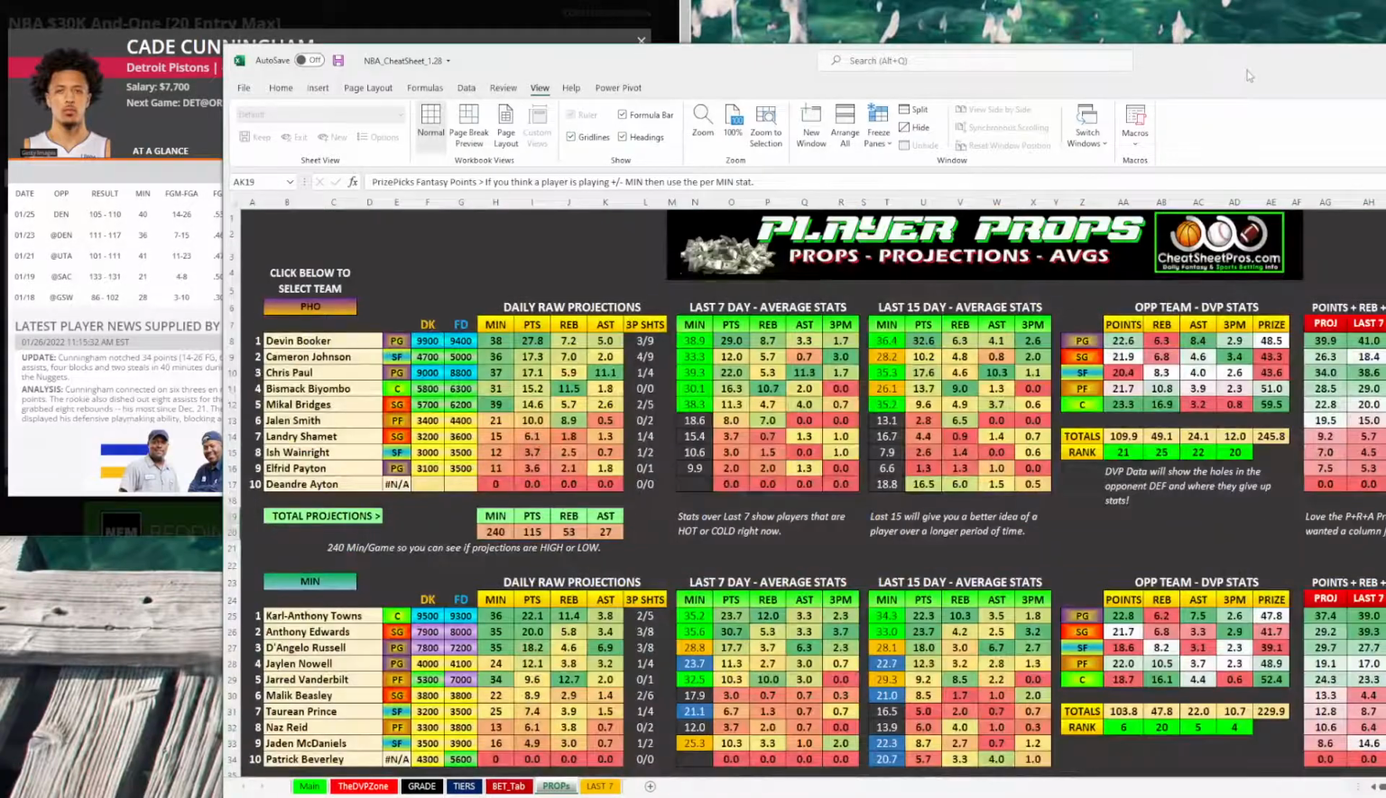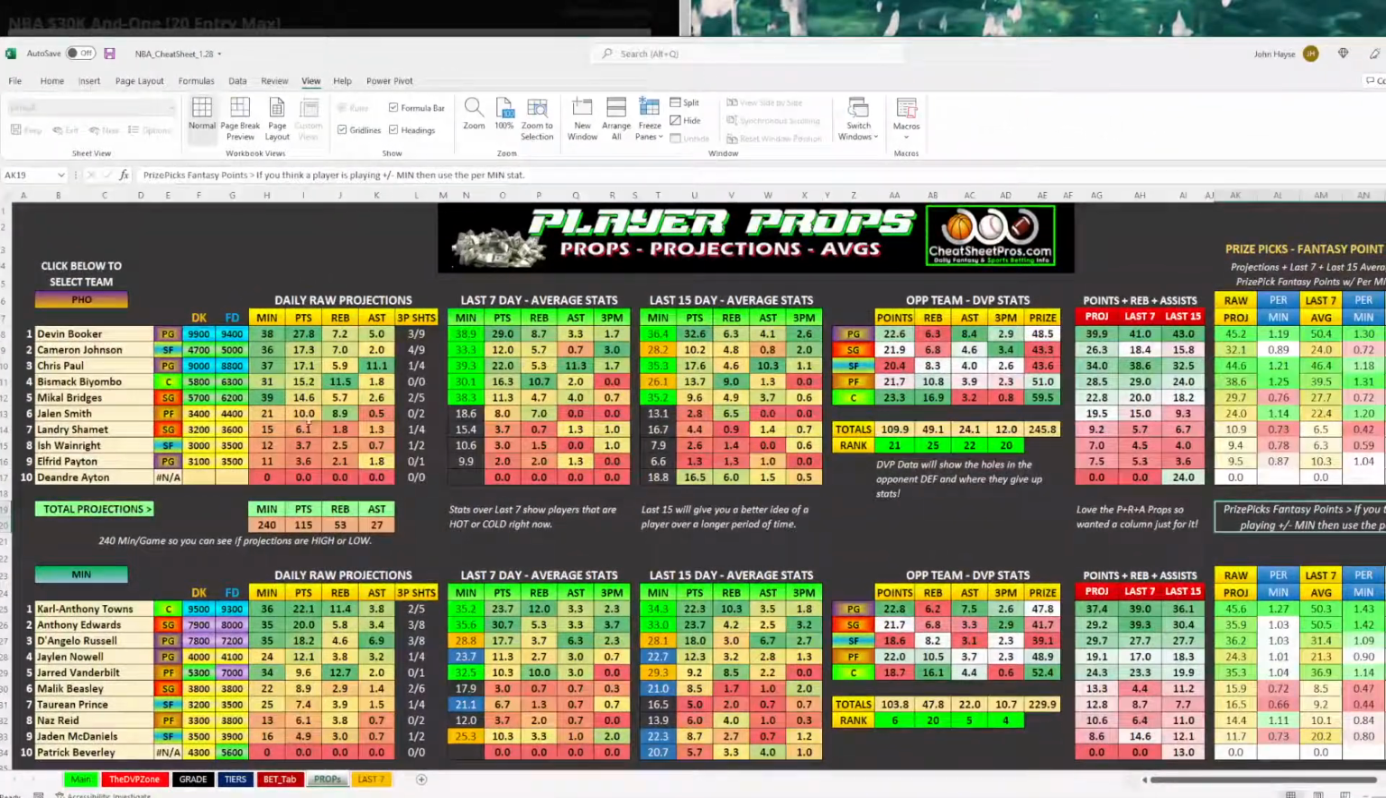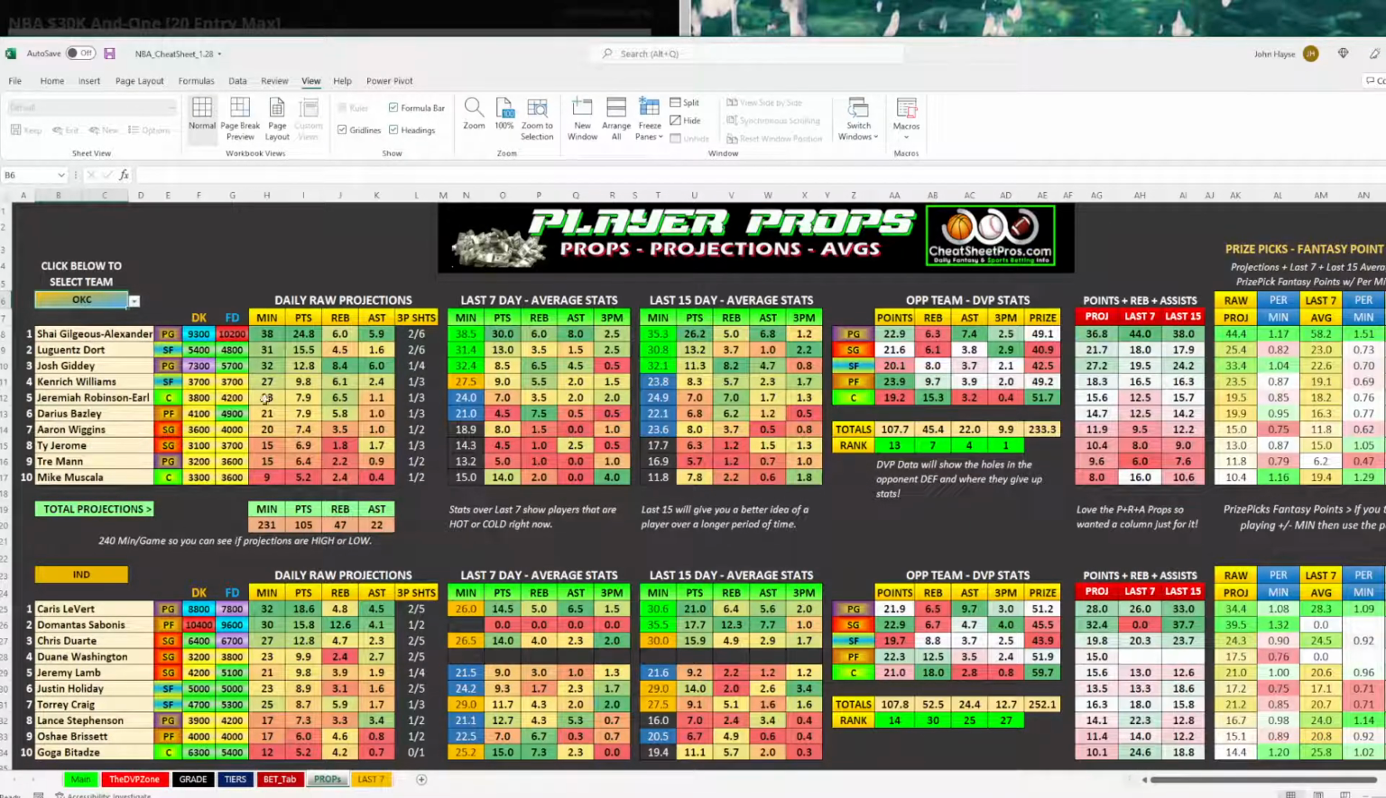So here in our props tab, let me go ahead and slide this over for you. You click in here to this team and you can scroll through all the games for the day, and it's going to bring up the whole game. So we've got the whole team, their position, their DraftKings, FanDuel salaries. We got their daily raw projections, the last 7-day average, the last 15-day average, so you can see what they've been averaging over these two.